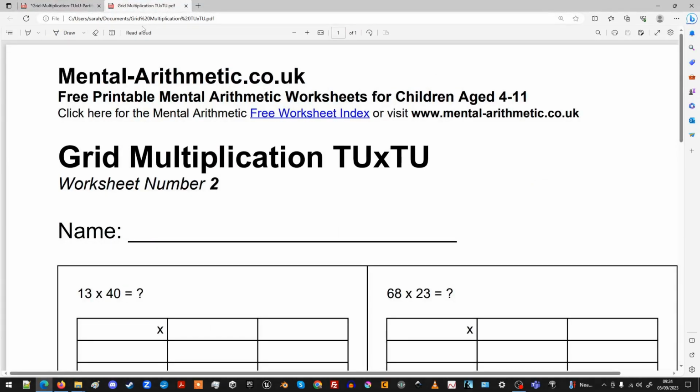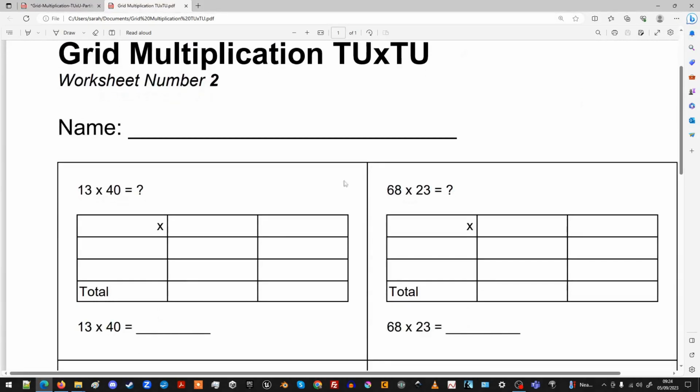Let me show you some more examples. Here we have 13 times 40, but we're going to think 10 times 40 plus 3 times 40. So 10 times 40 is 400. 3 times 4 is 12, and another 0. Add those together, 520.